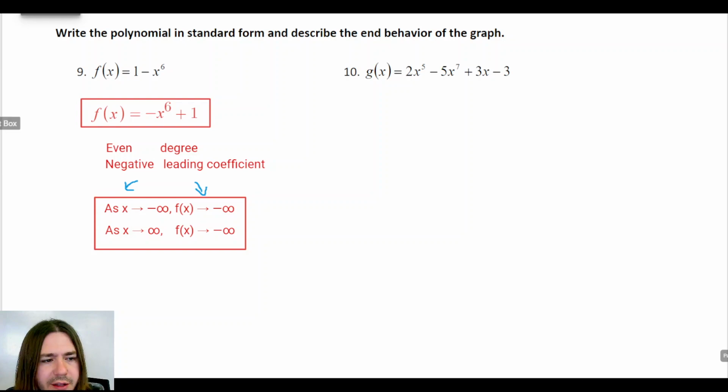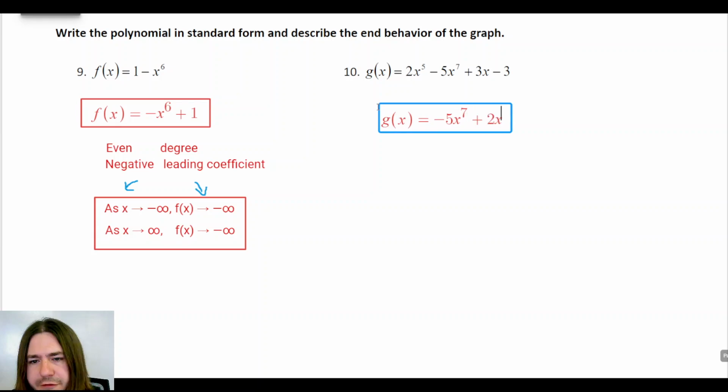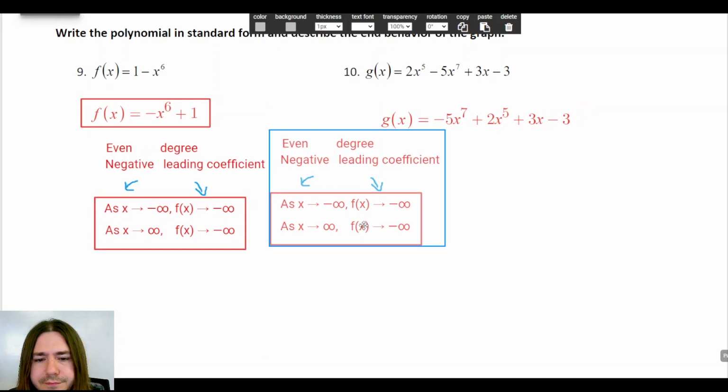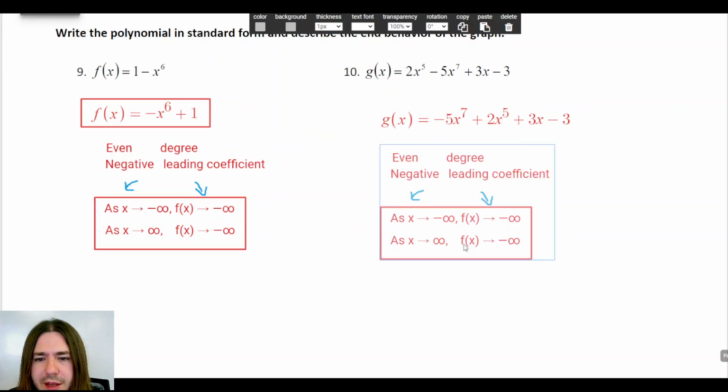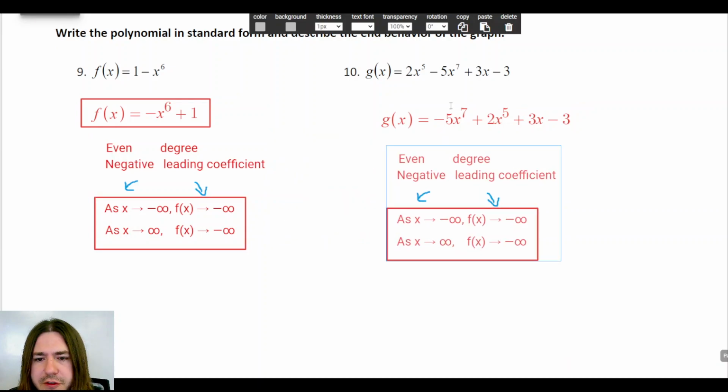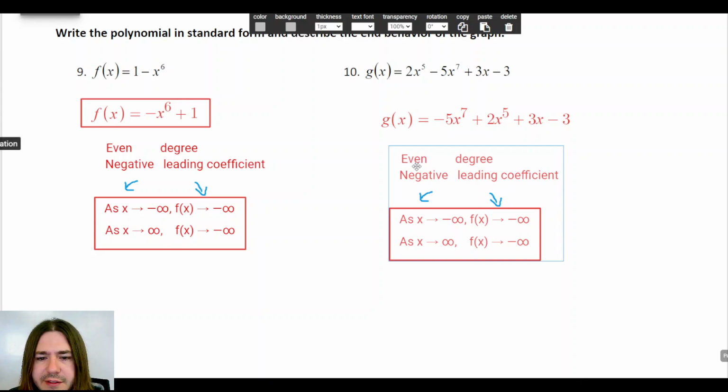For number 10, I'm going to rewrite this similarly to how I did number 9. The largest degree is the 7th degree term, so negative 5x to the 7th plus 2x to the 5th. Really, none of these other terms are going to affect our answer here. The only thing you really need to look at is the first term. So this first term has, in this case, an odd degree.